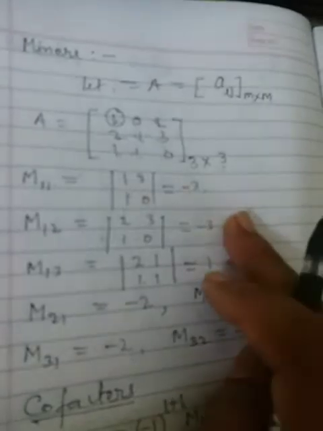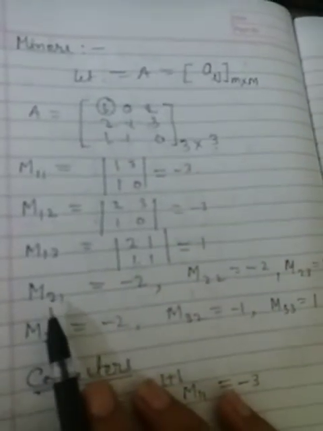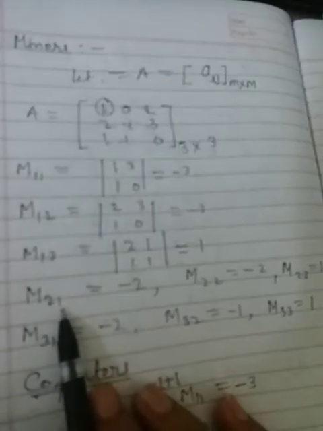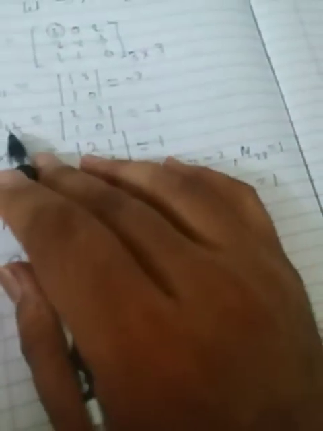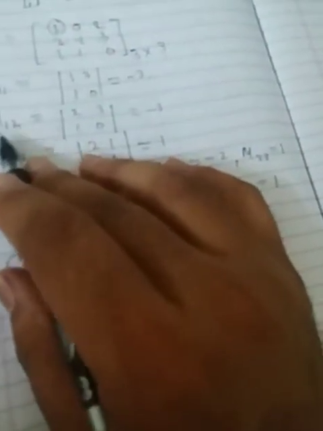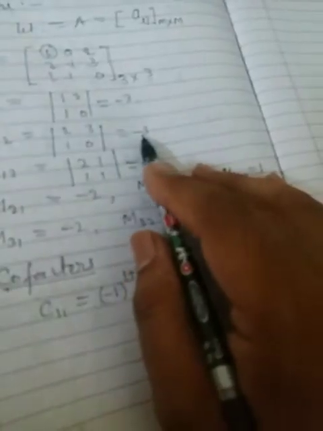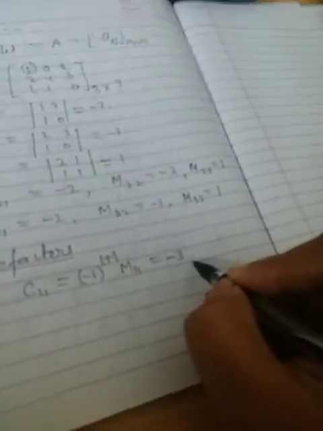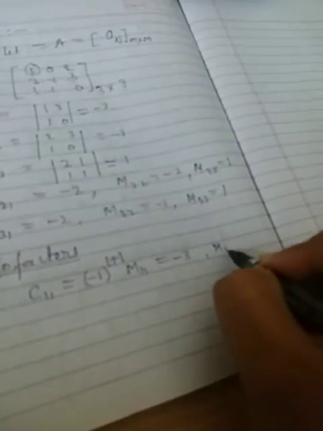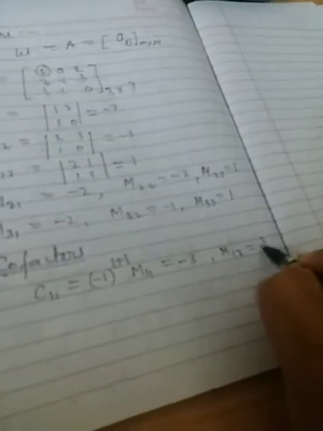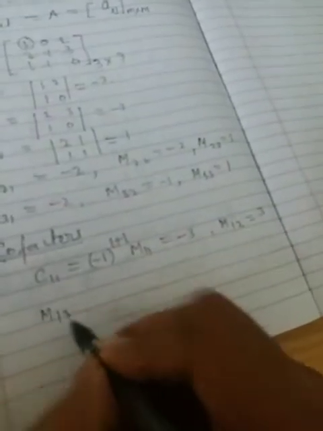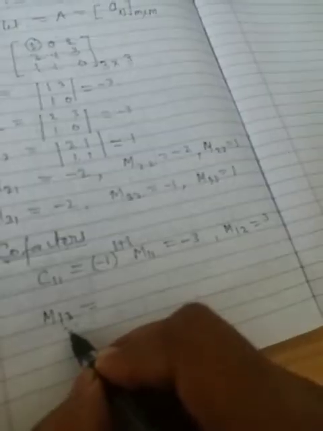Whatever value we are getting for minors, that will be for cofactors. But if this i plus j is odd, then you have to put one minus sign before it. So let me write this M12. So i plus j is odd, so one minus sign will be placed. Already minus 3 is there, so this will be plus 3.